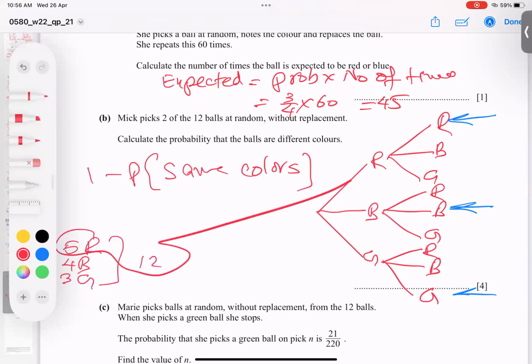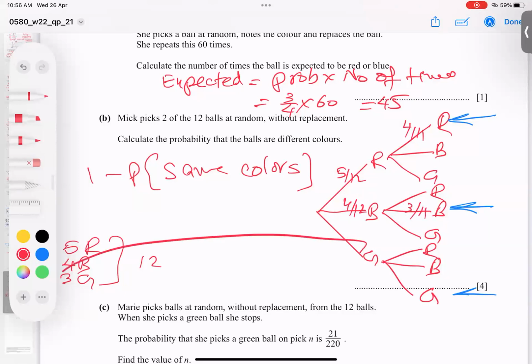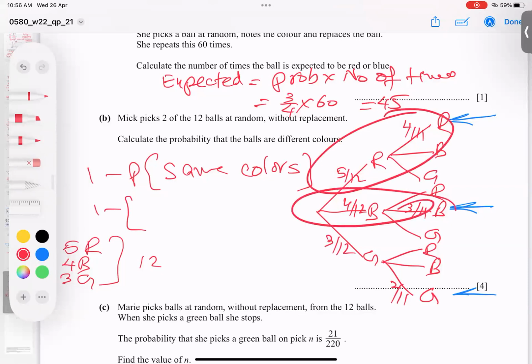What is the red? So 5 out of 12. 1 reduced up, 1 reduced down. So 4 out of 11. Blue, so 4 out of 12. 1 gone, so 3 out of 11. Green, so 3 out of 12, and 1 less, 2 out of 11. So I think I can do it easily. Same color means this and this and this. He said different colors, that is why.